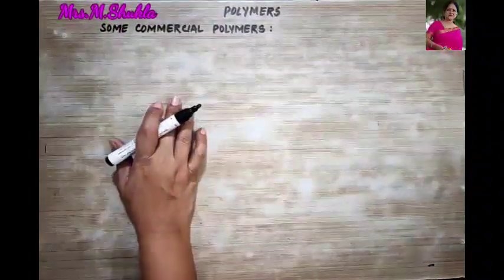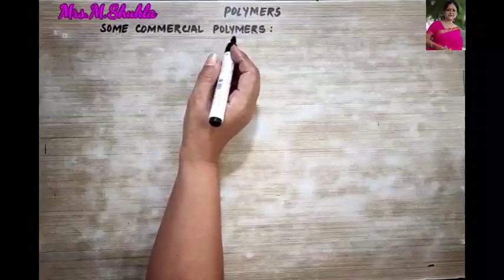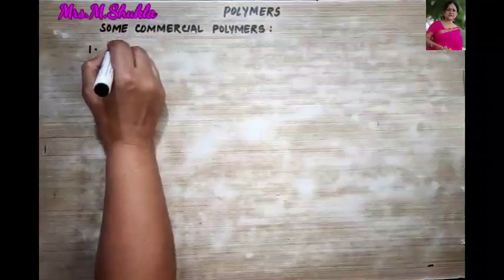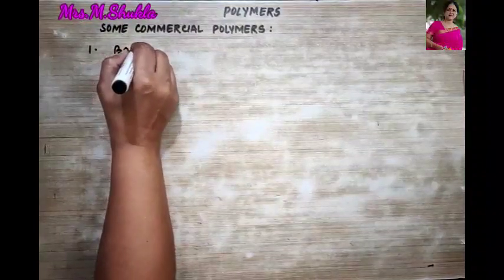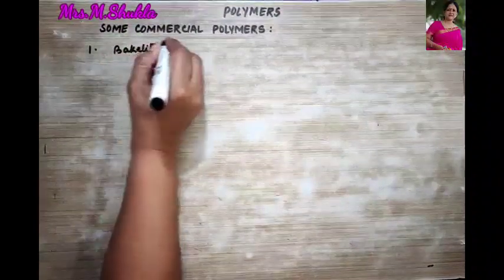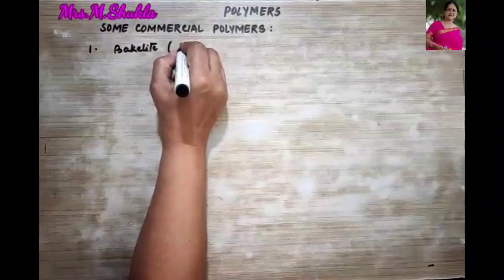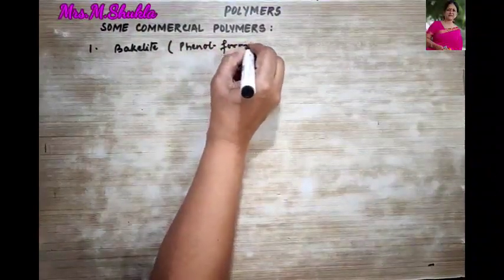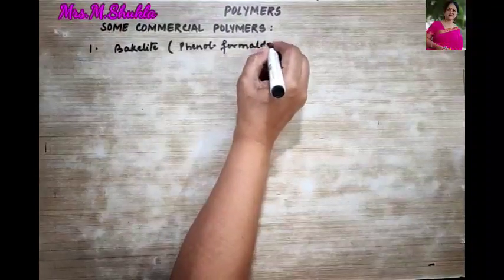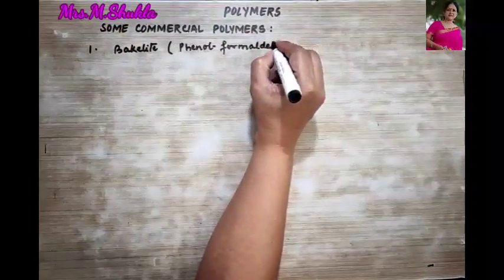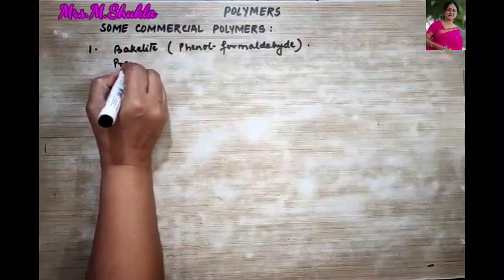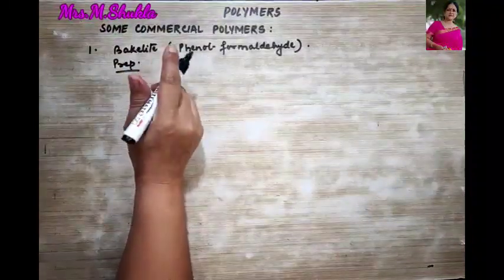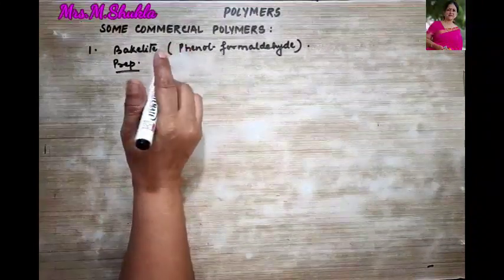So today we are going to deal with some more commercial polymers, and to begin with we start with bakelite. Okay, so what is bakelite also called as? It is also called as phenol formaldehyde. Okay, and therefore we are doing formaldehyde resins. So let us understand how this bakelite is prepared. It is prepared by the reaction of phenol and formaldehyde.